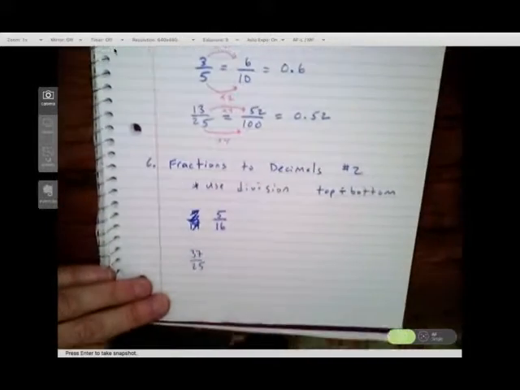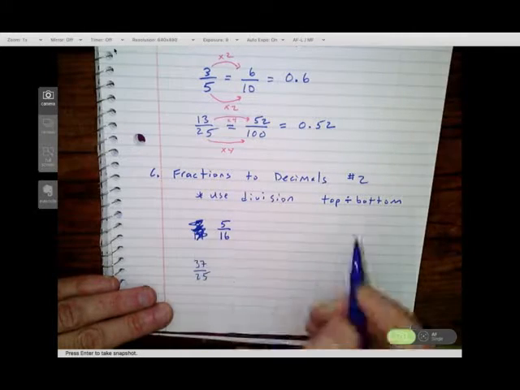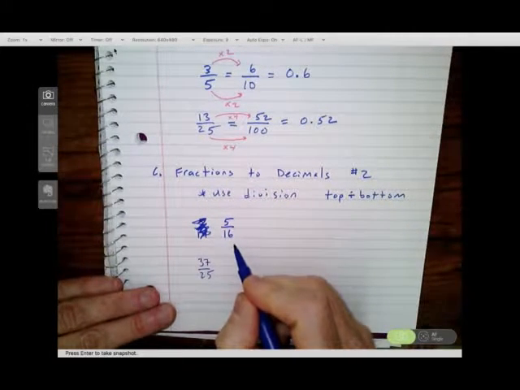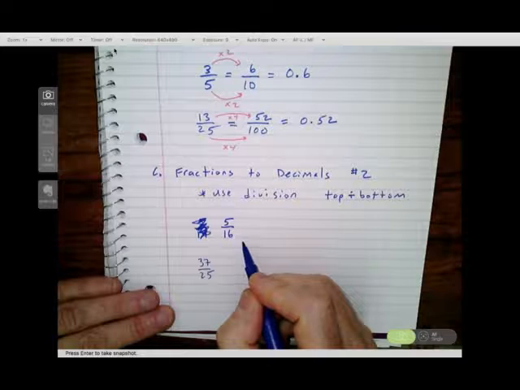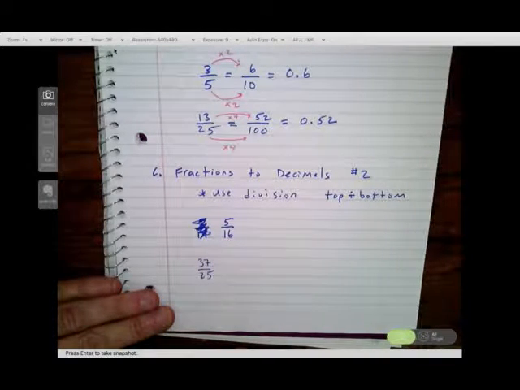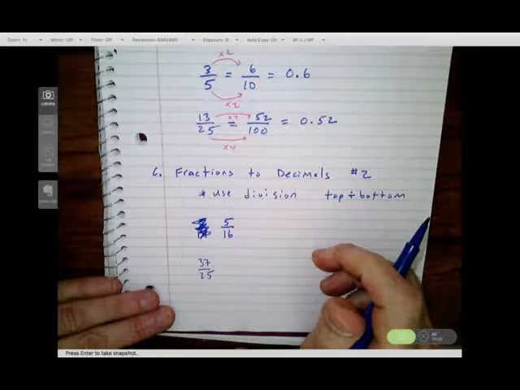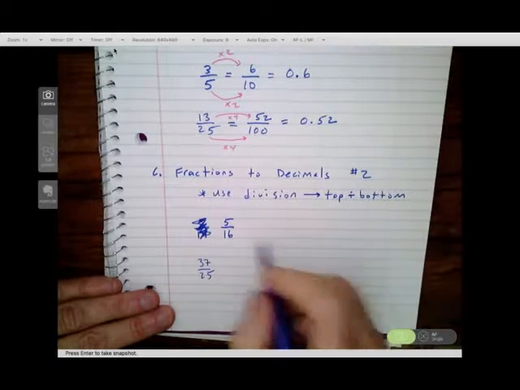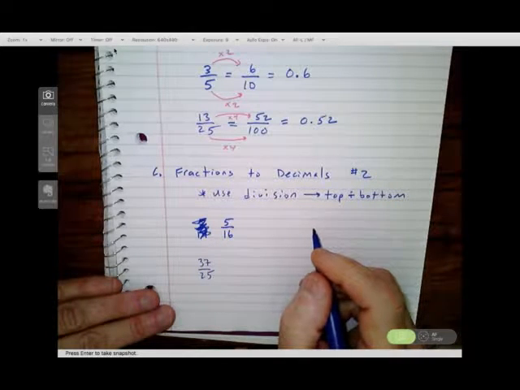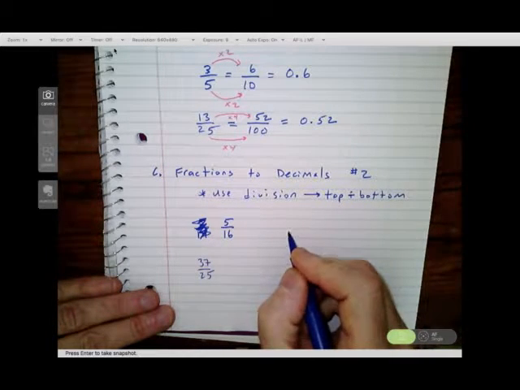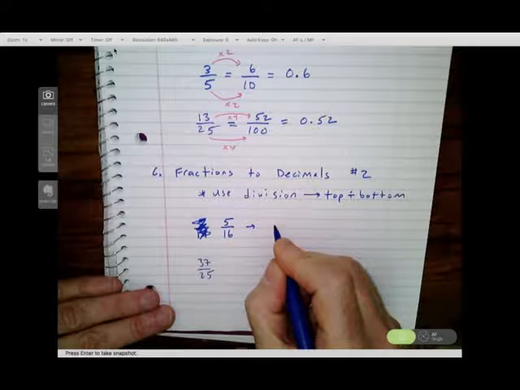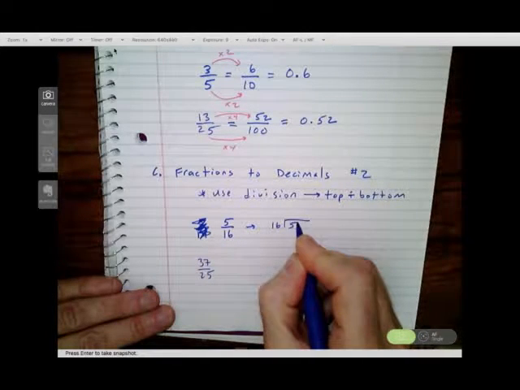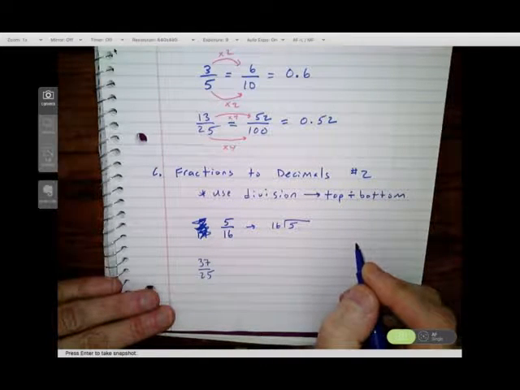If you look at these next few numbers here, I got a 16. Now there's no easy number I can times to 16 to make 100. So I'm going to have to go about this a different way, and to do that, we're going to do long division. You do the top number divided by the bottom number, or the numerator divided by the denominator, because remember, fractions are division. So I'm going to go 16 into 5, or 5 divided by 16.